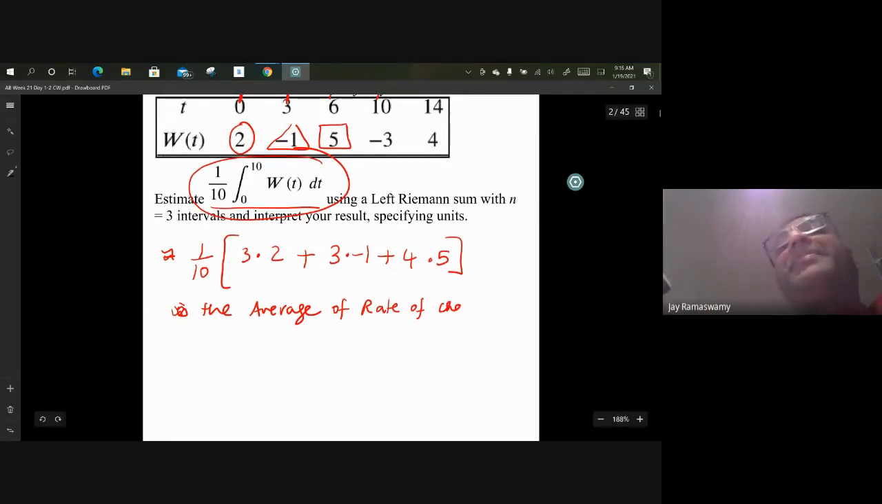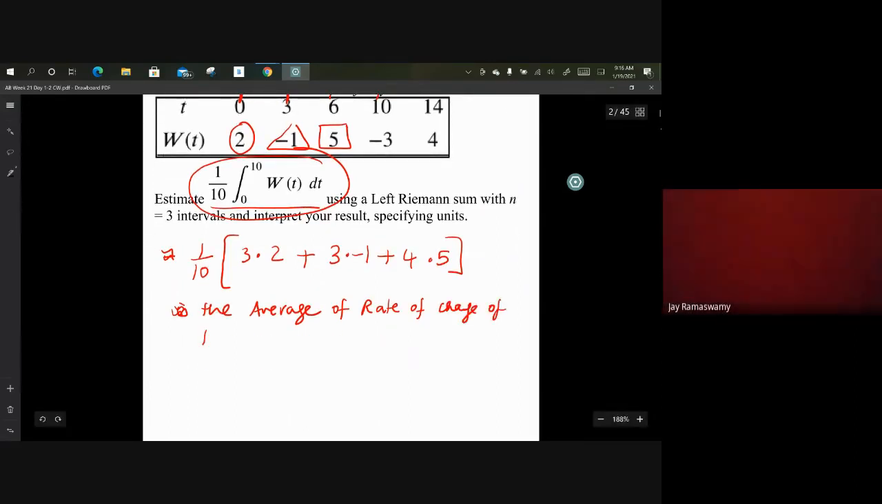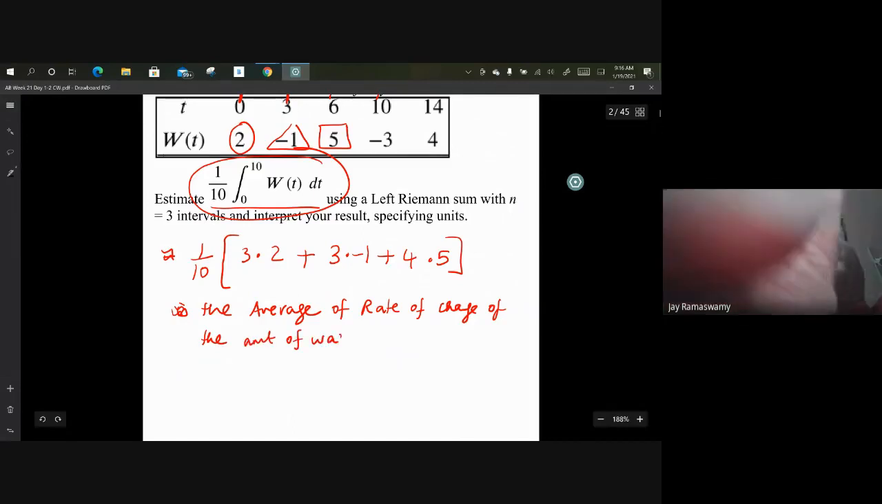It is a rate of change of the amount of waste in the junkyard.